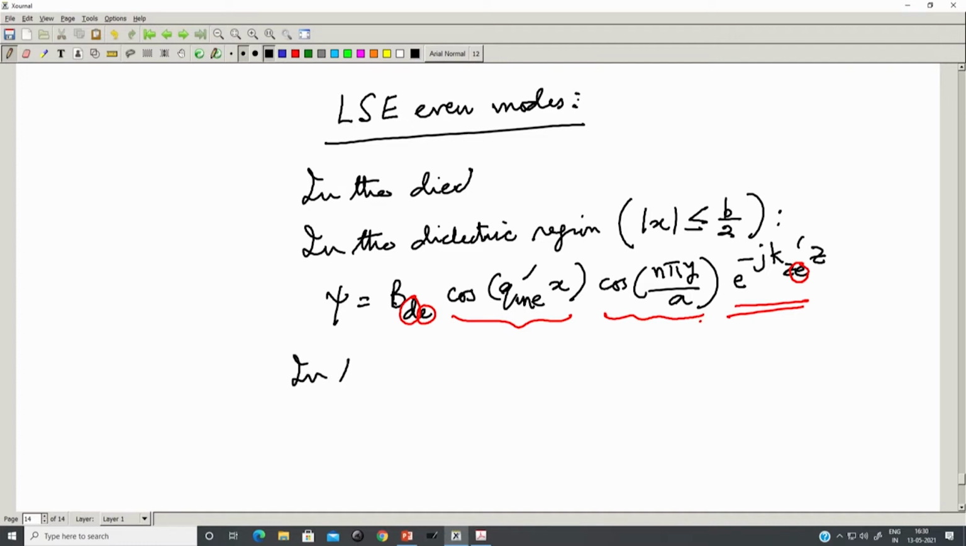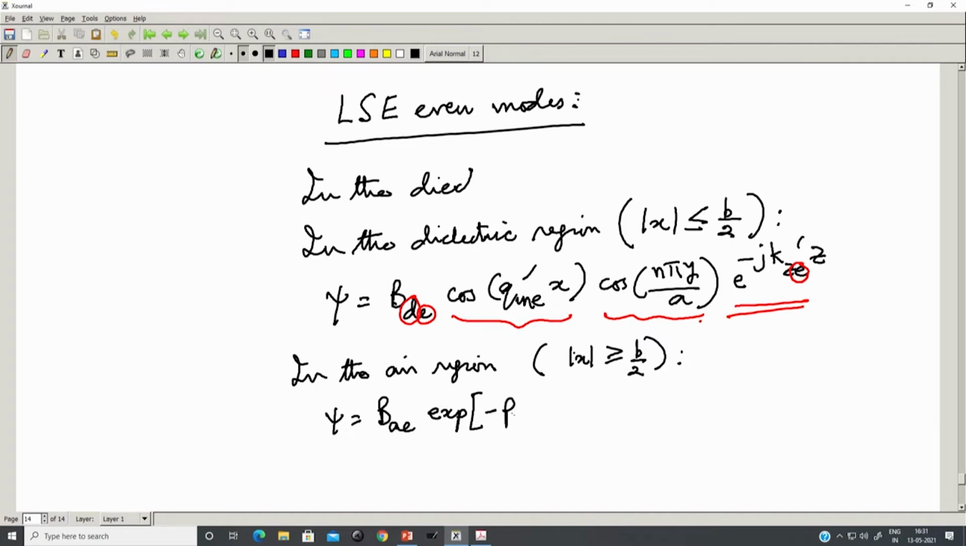Similarly, in the air region, that is for mod x greater than or equal to b by 2, we have psi equal to B a e exponential minus p m e prime mod x minus b by 2, cos n pi y by a, e to the power minus j k z e prime z.